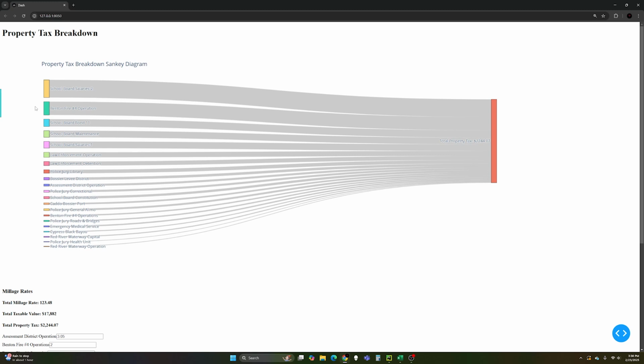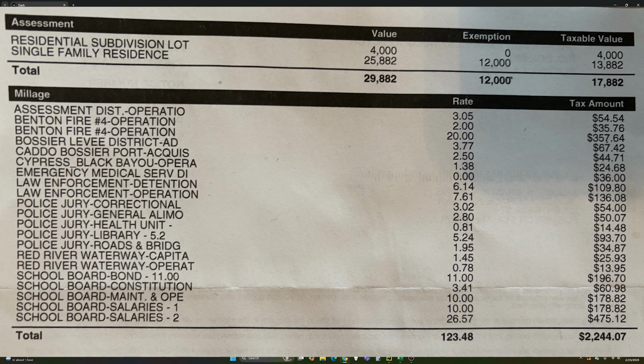nerdy stuff. And part of that nerdy stuff was to break down our property taxes that we pay. I live in Bossier Parish, and if you look at your property tax bill that you got in November of 2024, you'll see that it includes your assessed value, the millages, and then how much that applies to you.